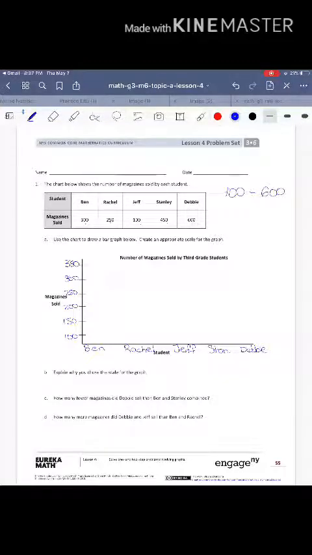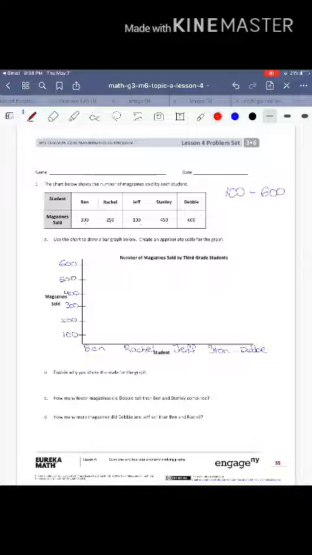Can I make it all the way to 600? No. So would this work? No, it doesn't work. So I have to try another scale. If I do it by hundreds, I think maybe it would fit. Let's see. So we have 100, 200, 300, 400, 500, 600. Ooh, I think this will work better, right?